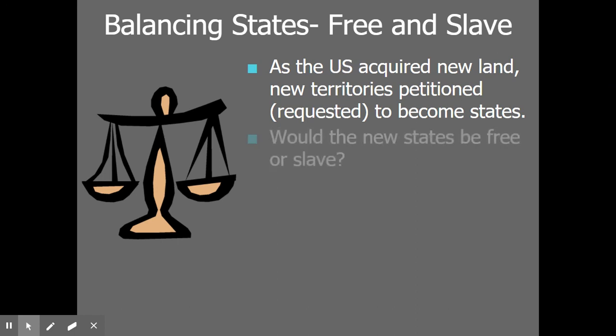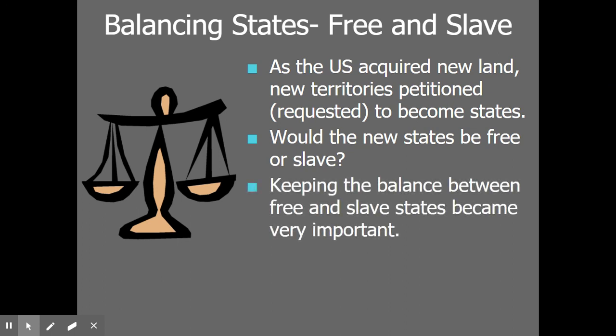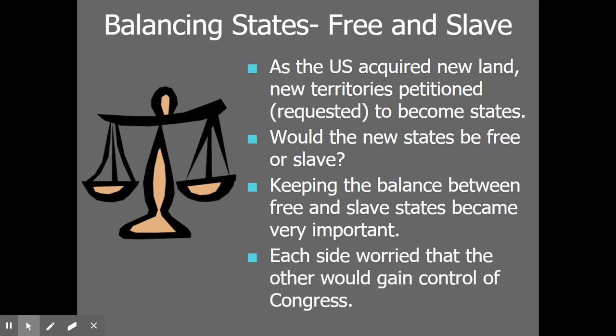Every time one of them does that, the question arises as to whether this is going to be a free state or a slave state. And keeping the balance between the two becomes a big, big deal. The reason is that each side is worried that the other is going to gain control of Congress and be able to pass any laws they want if they had the majority in both the House and the Senate. That was the concern.